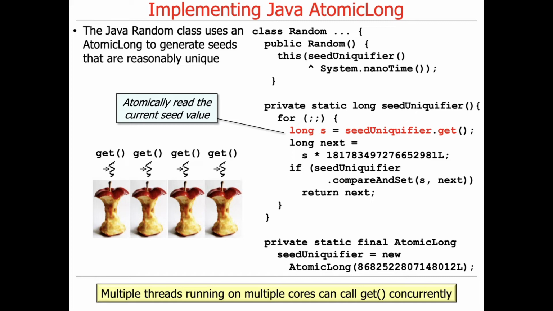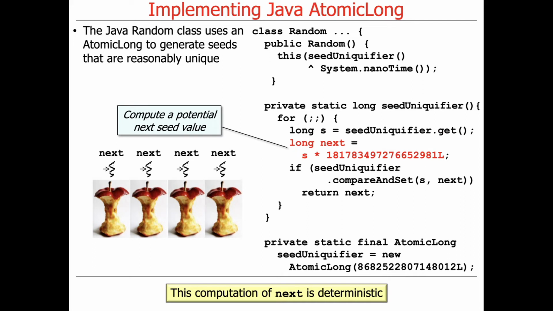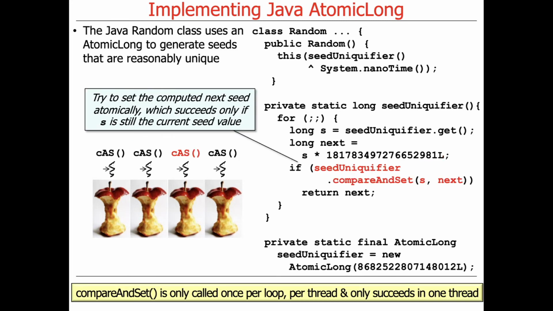But we want to make sure we have a unique value that's stored. So what we do is create a potential next seed value by taking the current value and multiplying it by some other very large long value. Not sure where they came up with those values, by the way, but they're just big long values. And then we try to compute the next seed atomically. This will succeed only if S is still the current seed value. So we're using compare and set here, and this value will be updated to next only if S has not changed since we read its value there.